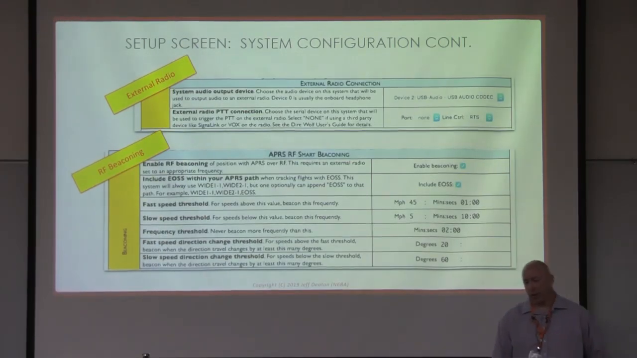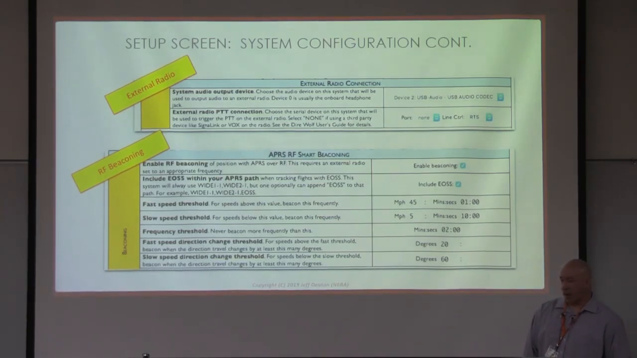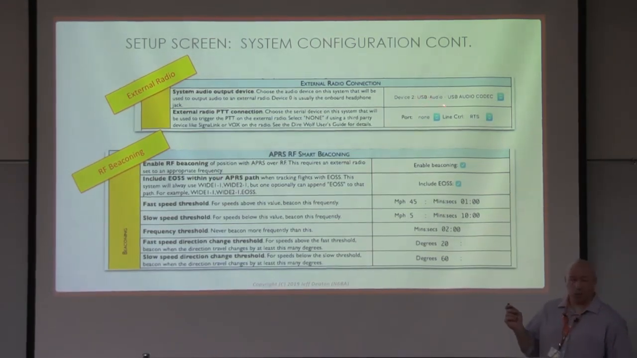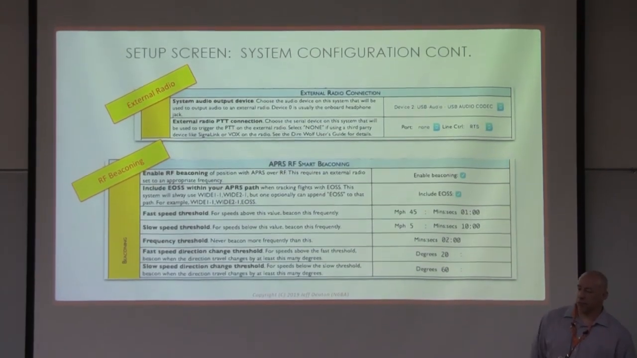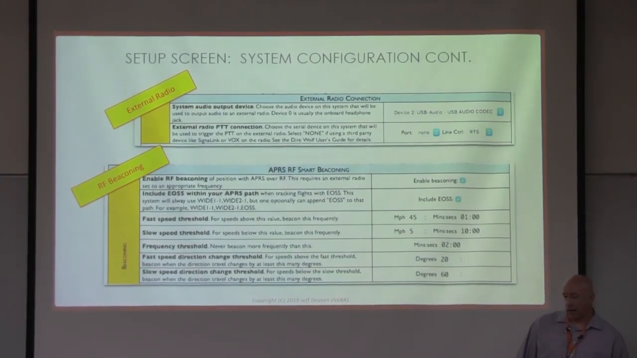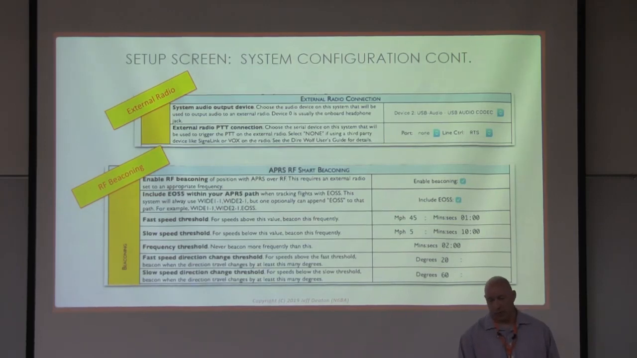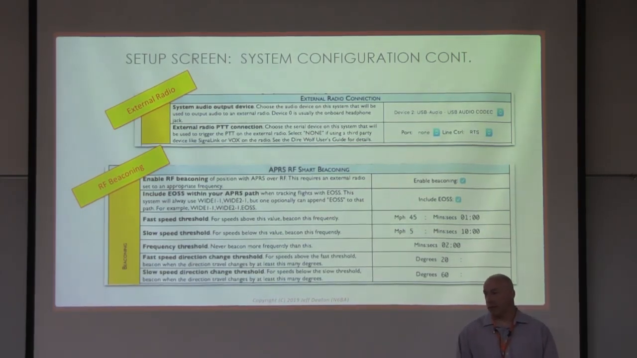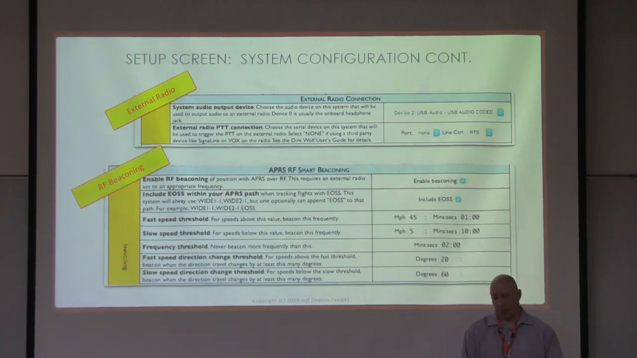Also, if you're a ham, you can hook it up to an external radio. A lot of times this happens over a USB connection. You have a drop-down box here. It can detect what is in there. And of course, usual parameters such as how often do you want to beacon? You want to beacon every minute, every second, every 10 minutes, whatever that might be.